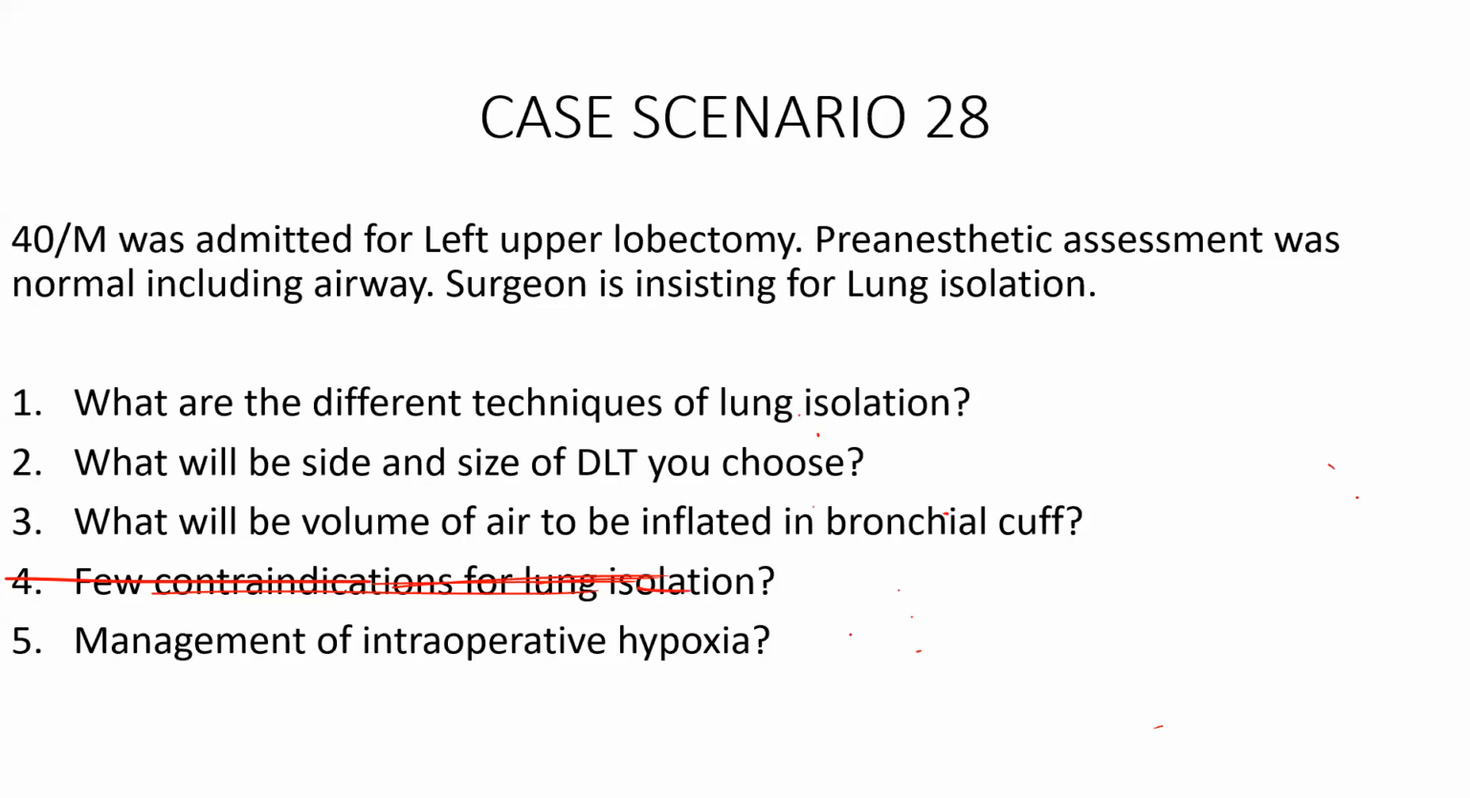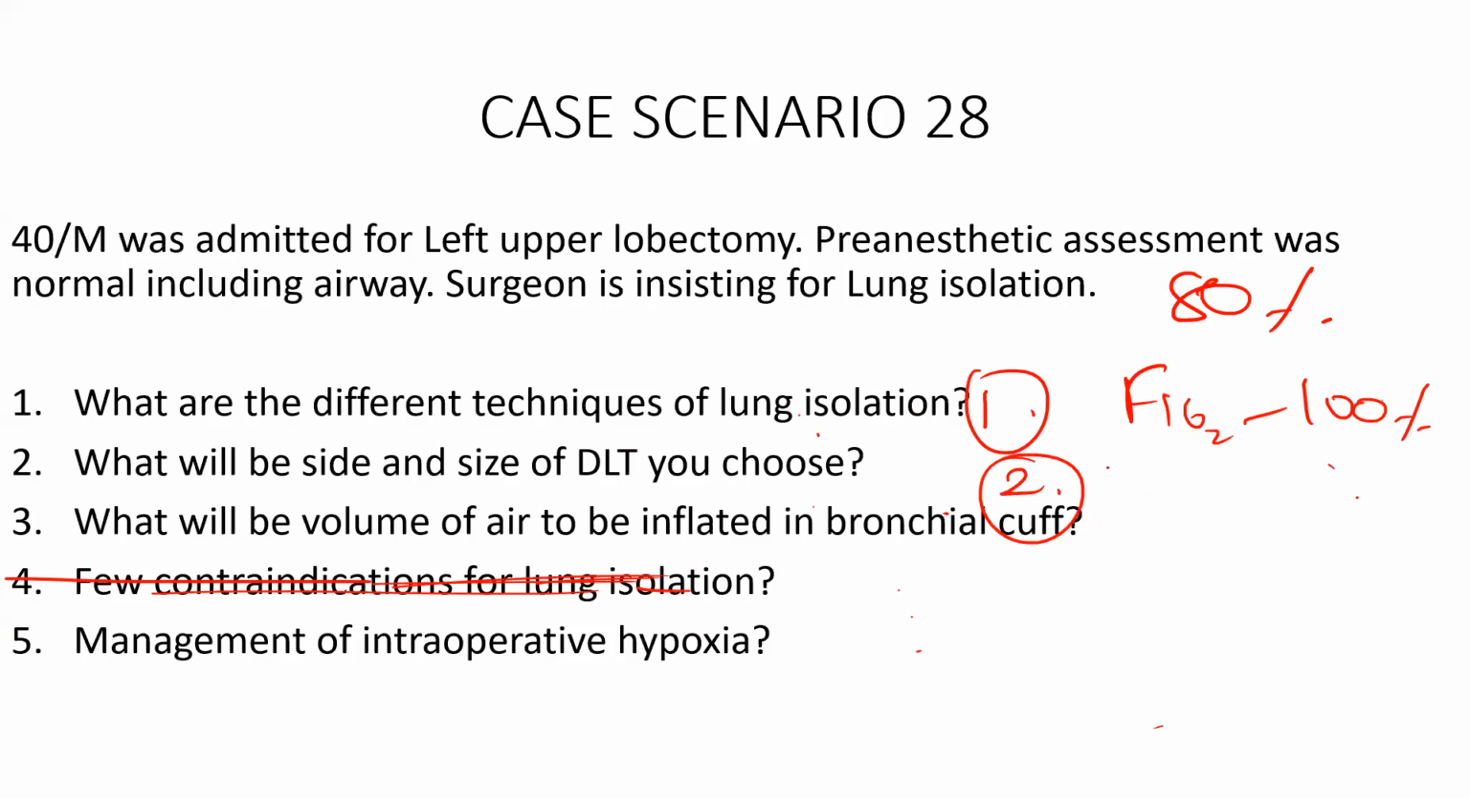Okay, this patient during the surgery, you're noticing saturation is going to 80%. How will you manage? Step 1: increase the FiO2 to 100%. Good. FiO2 to 100%, first step. Second one: begin double lung ventilation. Wrong. Absolutely wrong. Check the position of the tube.